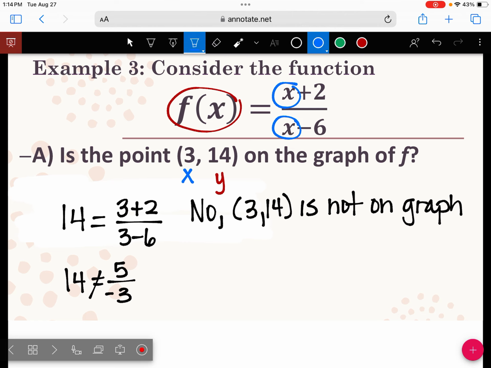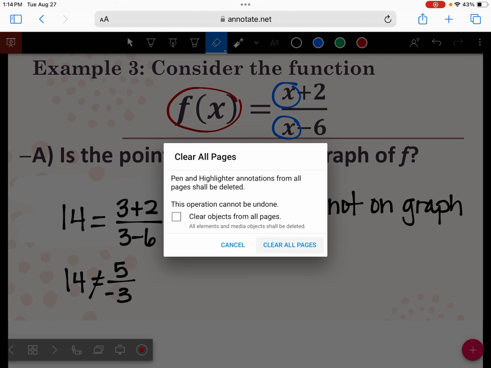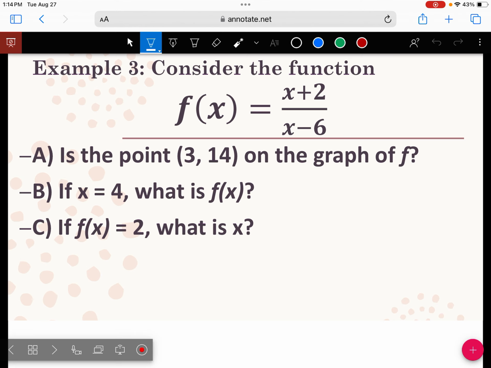All right, let's look at part B. Go ahead and copy down part B. The other ones go pretty fast. So part B says, if x equals 4, what is f of x? How are we going to do that question? What are we going to do? How do we figure out what f of x is when x is 4? Substitute it in, yeah.